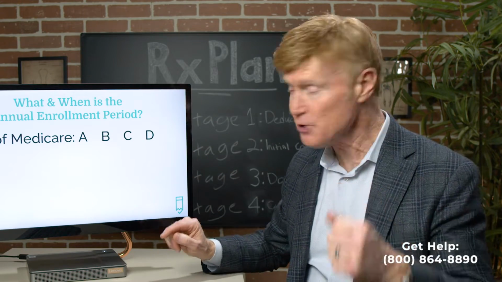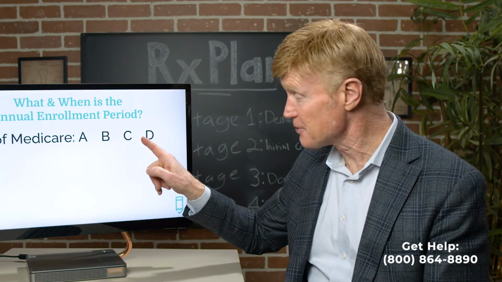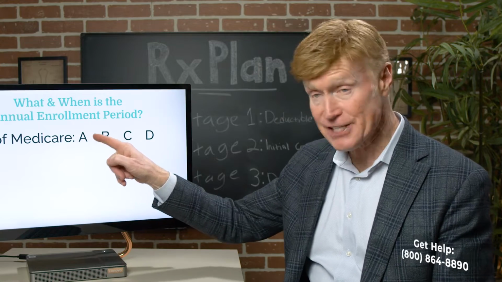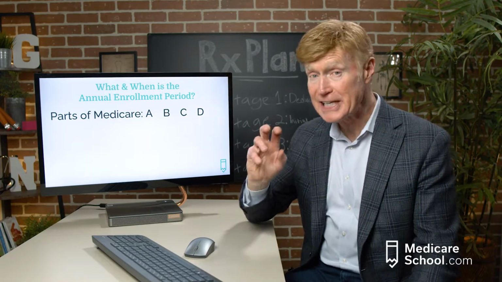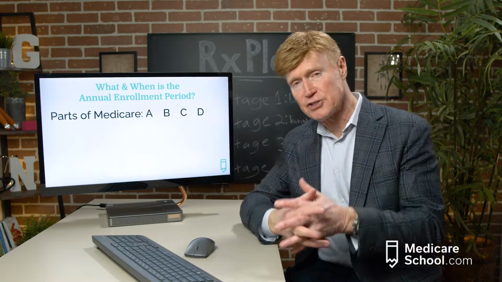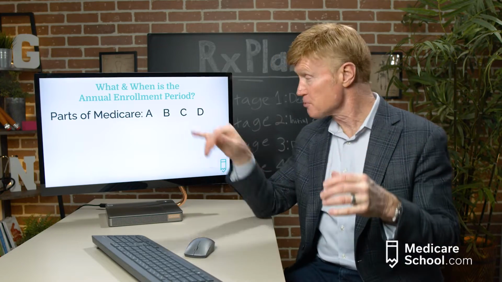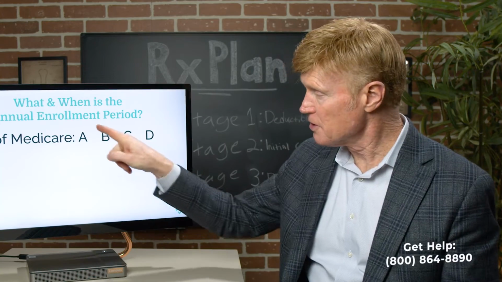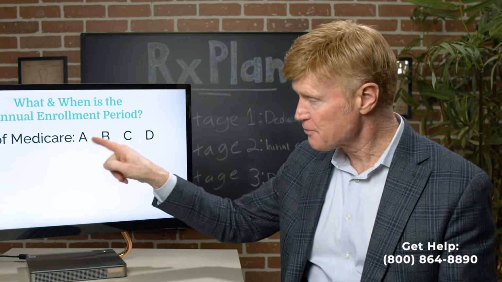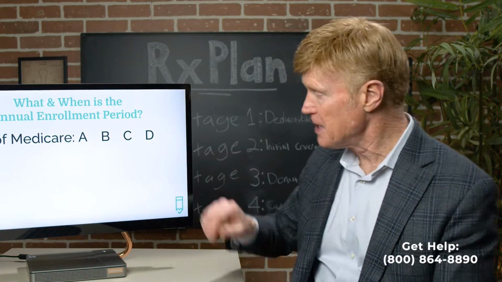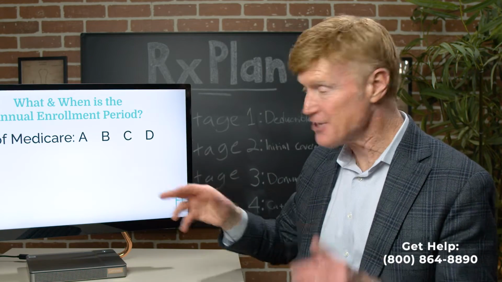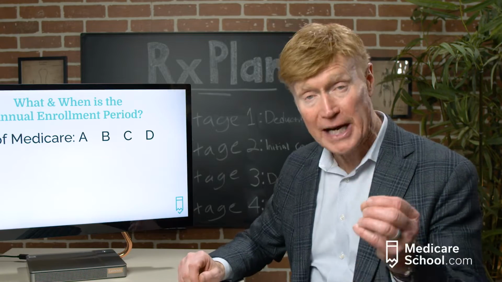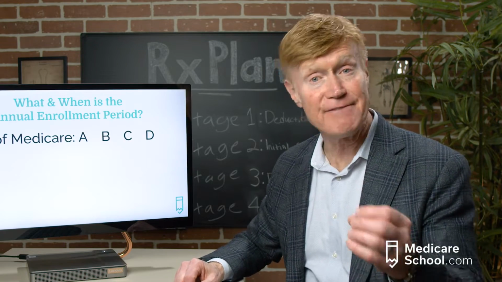Now, where it gets a little bit confusing, in order to have a C plan or an Advantage plan, you do have to be enrolled in A and B. A usually has zero premium, and B usually carries a premium. This video is being shot in 2022, and this year's Part B premium is $170.10. So when someone is enrolled in A and B, A is free usually, and B, they have to pay the premium. In order to have a C plan or an Advantage plan, you have to be enrolled in A and B to qualify for eligibility to be on an Advantage plan.